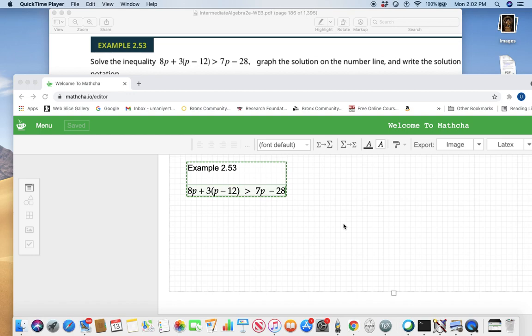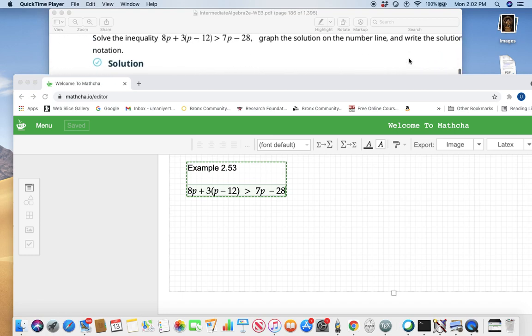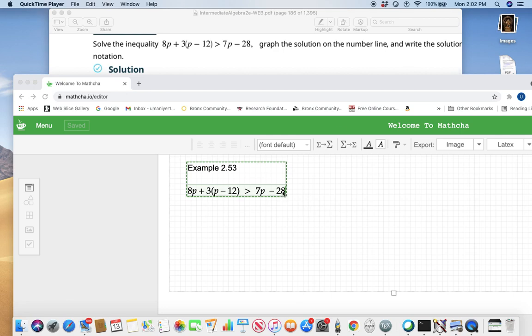Come back. Now we try example 2.53. 8p plus 3 times (p minus 12) is greater than 7p minus 28. You want to solve this inequality, graph the solution on a number line, and write the solution in interval notation. All right, so you have the question here. You have the inequality. Simplify the left, simplify the right.